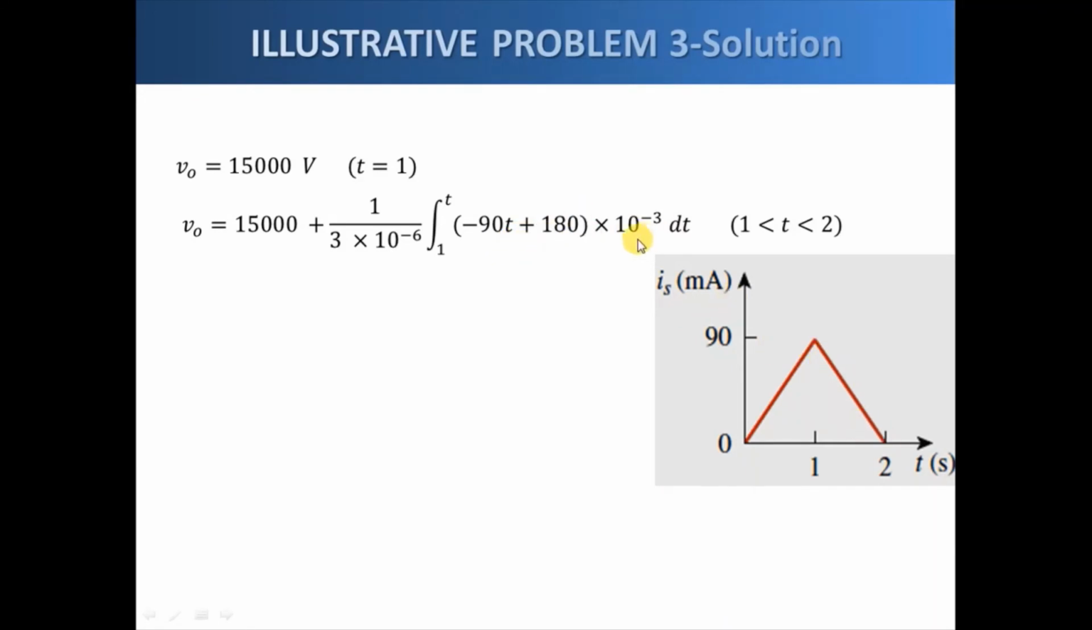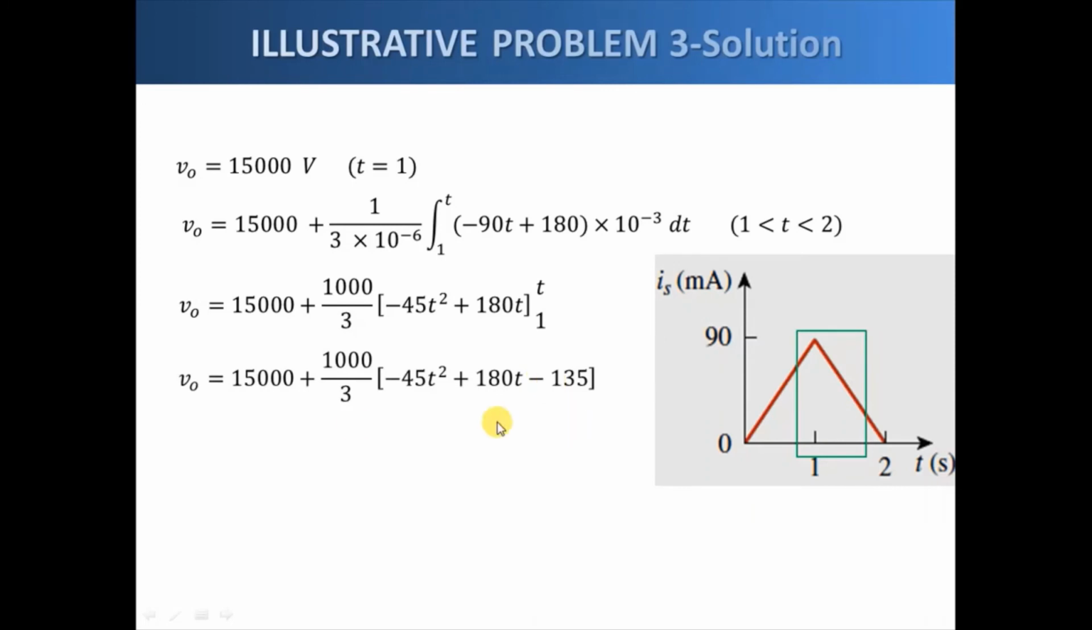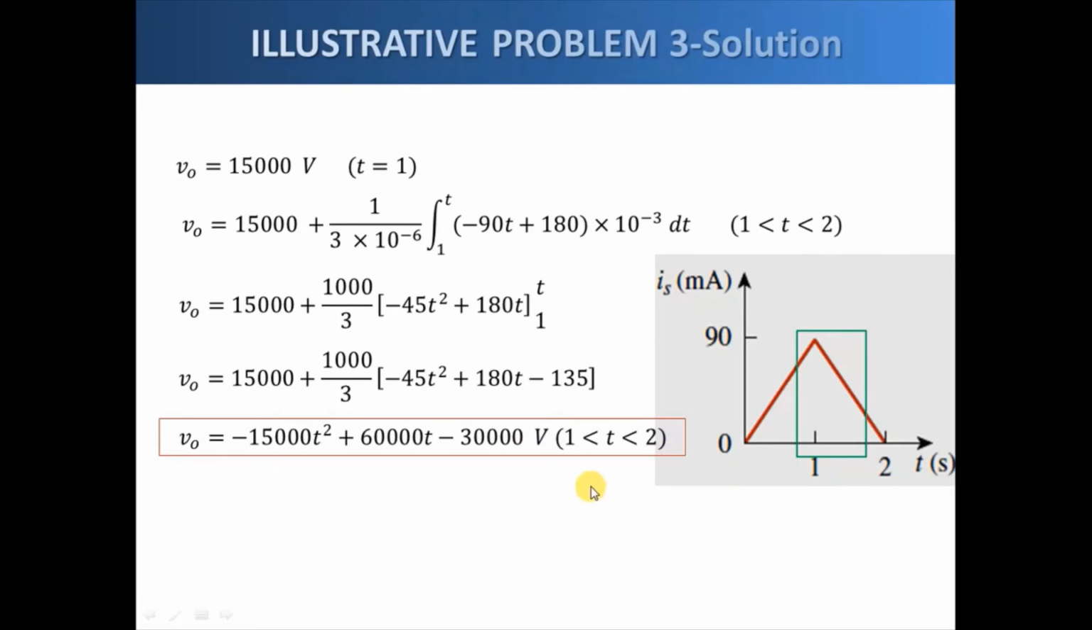Of course, that would be expressed in milliamps. So doing the integration and applying the limits, we actually get this voltage across the capacitor between times 1 and 2 seconds. Simplifying this, we'll actually get this one. So this is the voltage between 1 and 2 seconds.